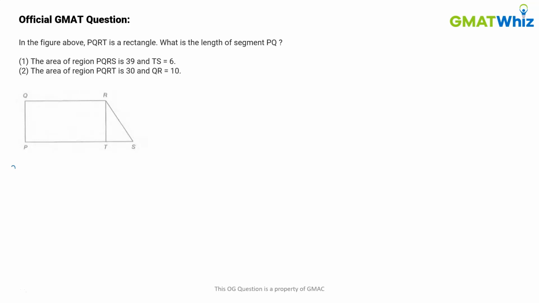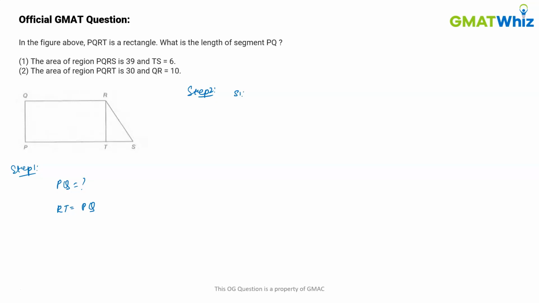In this question, we are given that PQRT is a rectangle. We have to find the length of the segment PQ. Now, it will be sufficient for us if we can find the value of RT as well, since RT is equal to PQ. Now, let's move on to step 2 and analyze statement 1.